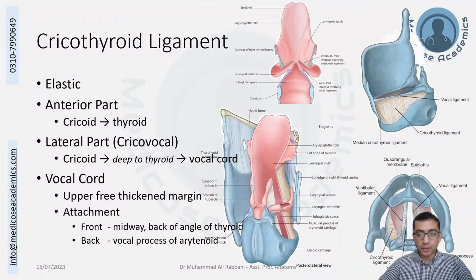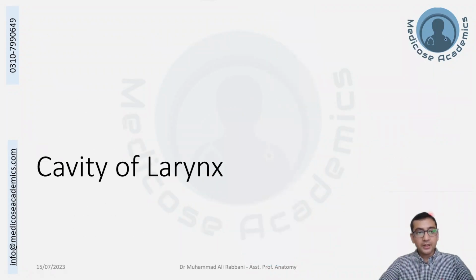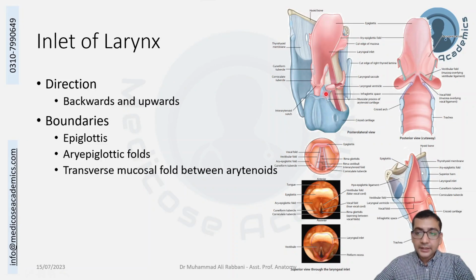About the cricothyroid ligament. Let us talk about the cavity of the larynx. So, the cavity of the larynx, due to the structures we have discussed now, is divided into three parts. Let's move from above downwards.